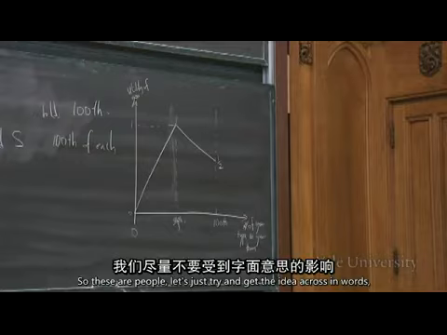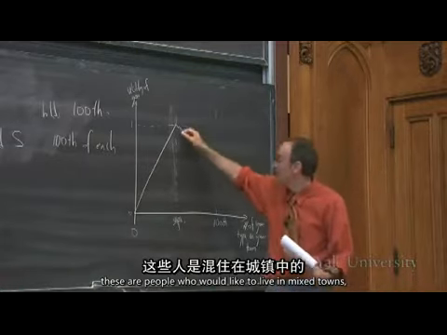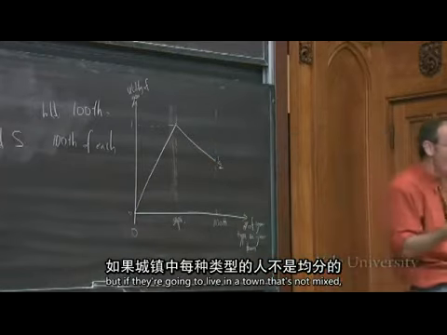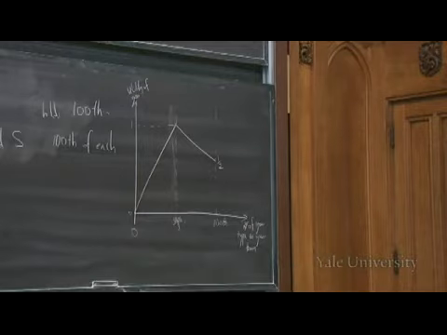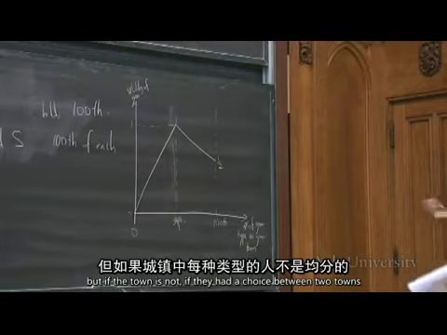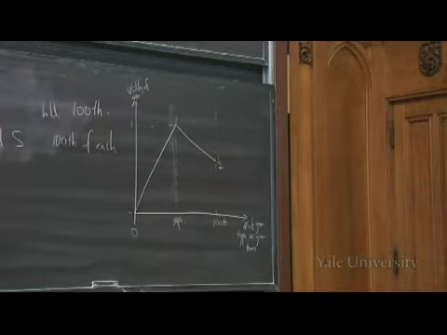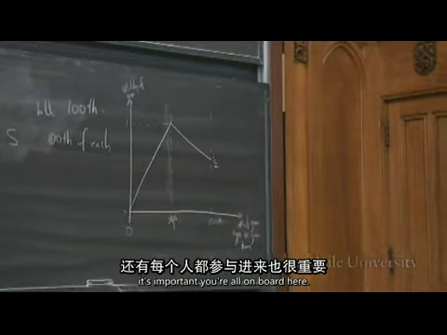So let's just try and get the idea across in words. These are people who would like to live in mixed towns, but if they're going to live in a town that's not mixed, they'd rather live in a town in which they're the majority. If they have a choice between two towns, and the towns are not evenly mixed, then they prefer the town in which they're the majority. Everyone understand this? Since we're about to play this game, it's important you're all on board here.